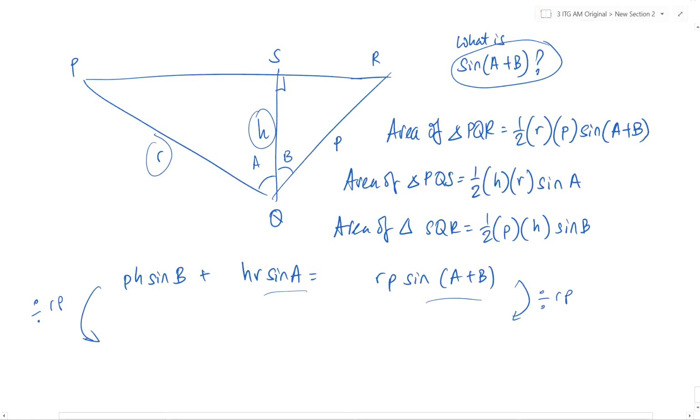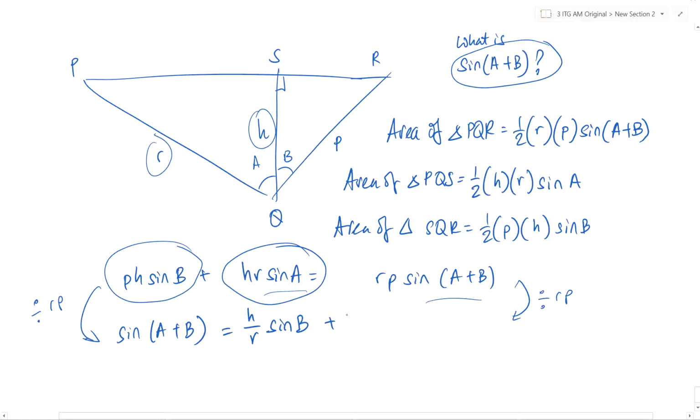Okay, now I'm going to switch the place because I want the sine A plus B on the left hand side. So sine A plus B. And on the other side, when I divide by RP, what do I have? H over R, sine B. Okay, next plus, when I divide this by RP, H over P. Okay, next, what is H over R in the diagram?